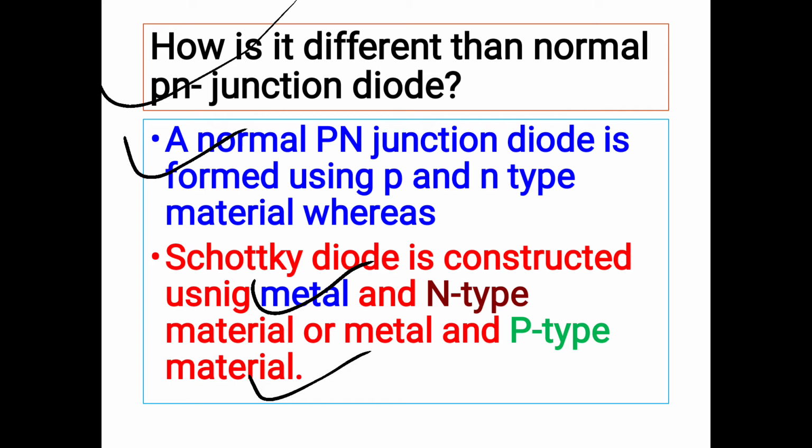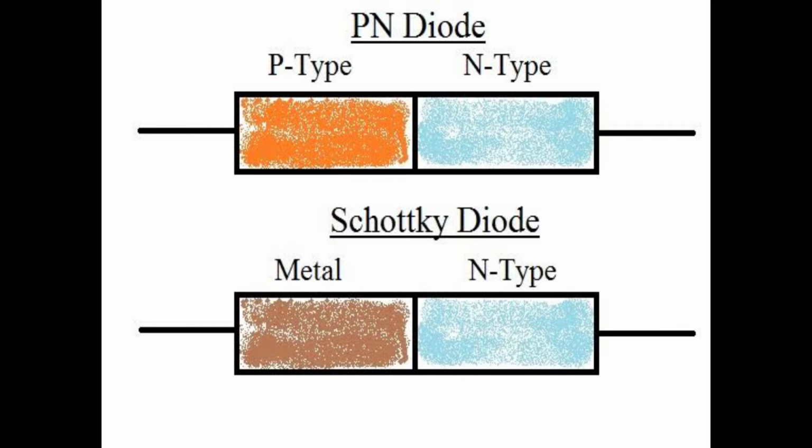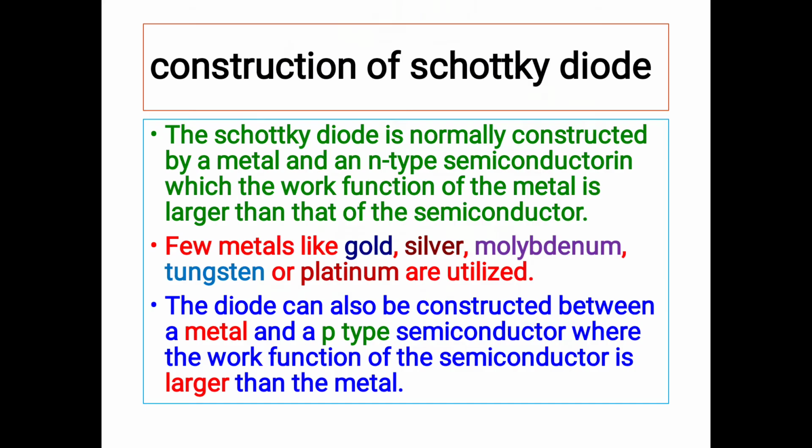So the only difference is in its construction and some of its special properties that we will be studying in this presentation. So you can see from this figure, this is the normal PN junction diode, in which P-type and N-type semiconductors are used for its construction, but in case of the Schottky diode, a metal and N-type semiconductor are used. So this is the basic difference between these two diodes, the normal diode and the Schottky diode.